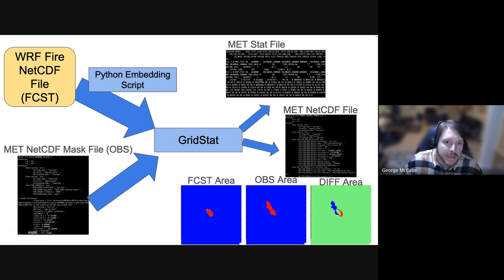We'll have a stat file that has a set of statistics. It's a little hard to read here because it's wrapped, but you get the idea. And then a MET NetCDF file. And here are some NCView excerpts from that. So we can see there's the forecast area and the observation area, and then the diff area, so we can see where it has overlapped.